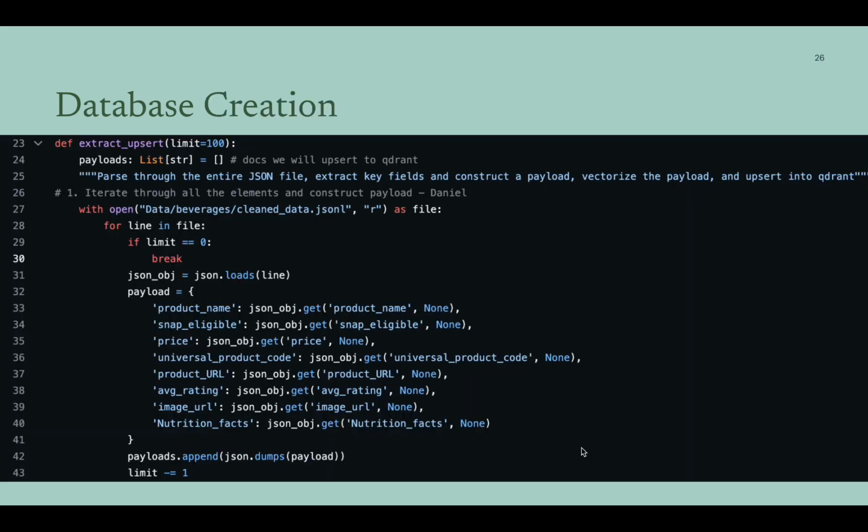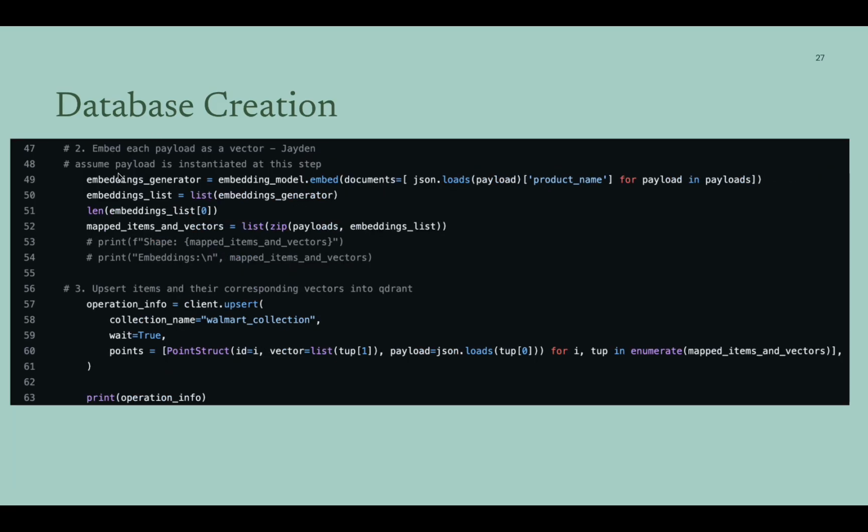All right, next I'm going to talk about how we created and curated the database. We defined this function called extract upsert, which essentially allows you to take any JSON file, parse through it, and then upload however many items you want from that JSON file into the database. In this scripting chunk, we use the with open convention to open the JSON file, and then we parse it, looking for all of the specific fields that we need. We fill up a payload object, and then we put the payload into our payloads list.